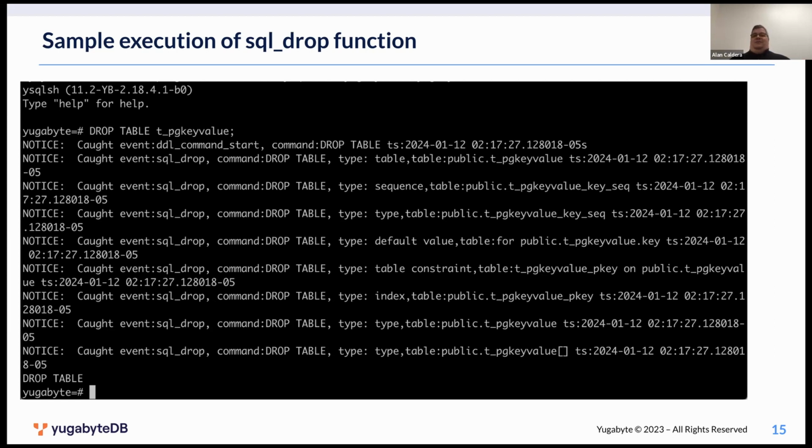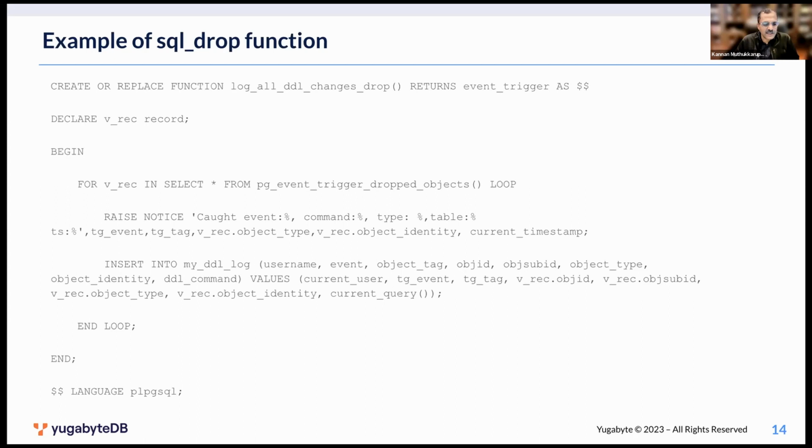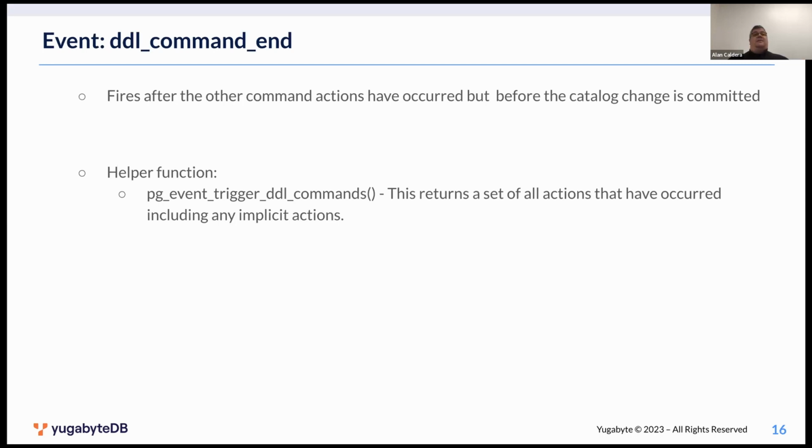Essentially, this helper function, if you go back to the previous slide, is what you use inside your trigger in the for loop. And unlike the previous helper functions, this is a table function, which returns a set of rows. Yes, correct. Cool, thank you.